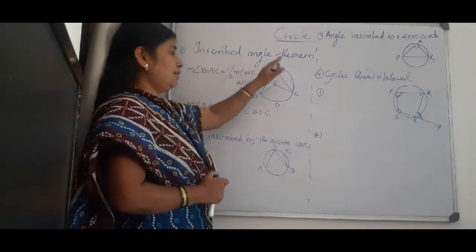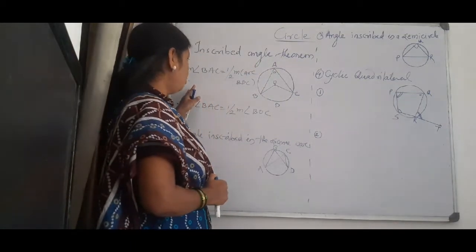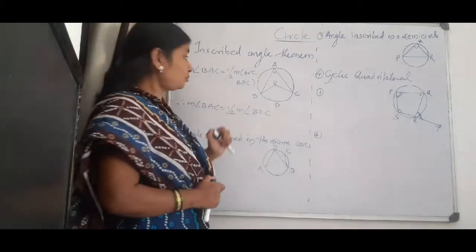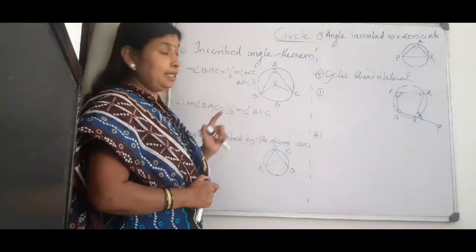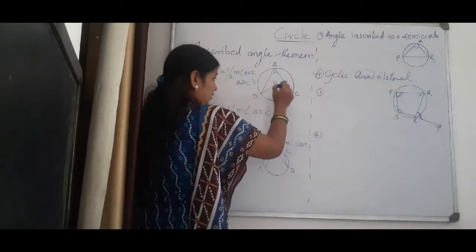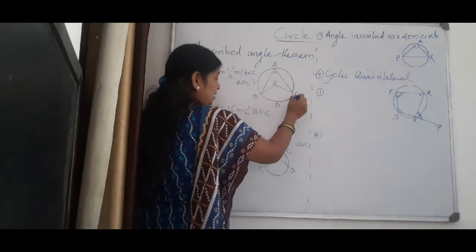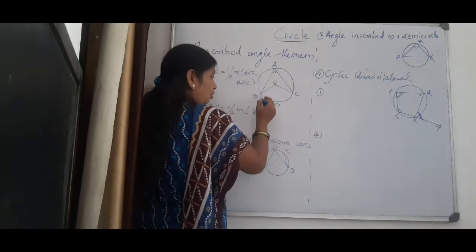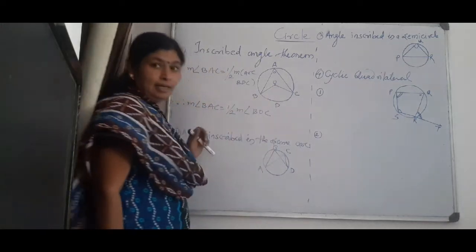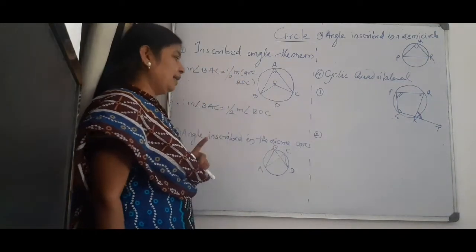It is the inscribed angle theorem, which is the most important theorem, and the next exercise depends on this theorem. What you have to remember here: inscribed angle BAC is always half of the corresponding arc or half of the central angle. It is the inscribed angle theorem.